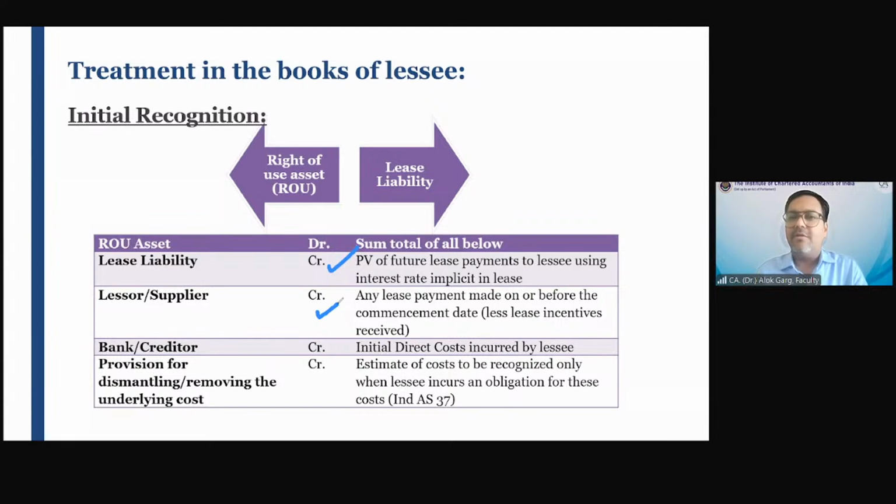On 31st March, the lessee has given an advance rent. The lessee has given an advance payment of rupees 1 lakh on 31st March. And they have entered into a contract on 1st April. I mean to say the commencement date is 1st April. The rent for year 2 and year 3 will be payable at the end of the year. What is my right of use asset?